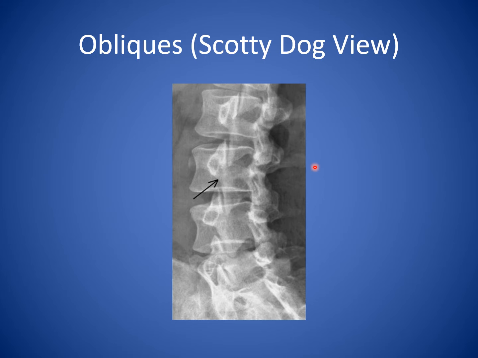The obliques are famous for the Scotty dog. And here you can see the Scotty dog, where here's the eye, here's the ear, here's the nose, here's the front leg, and here's the back leg complex with the tail. What you're really looking at here is the transverse process, the pedicle, the superior facet, and the inferior facet. And the collar on the Scotty dog is famous for discussing if there is a pars fracture or an isthmic spondylolisthesis or listhesis.